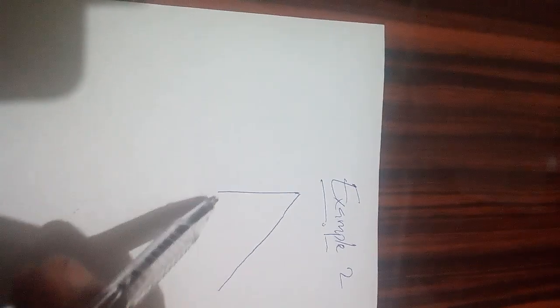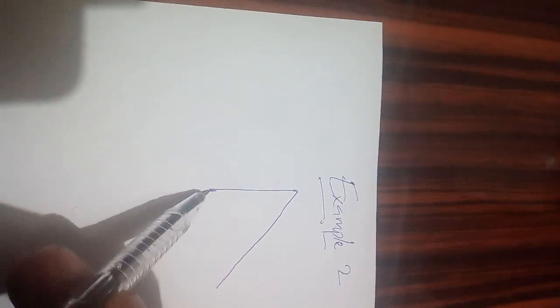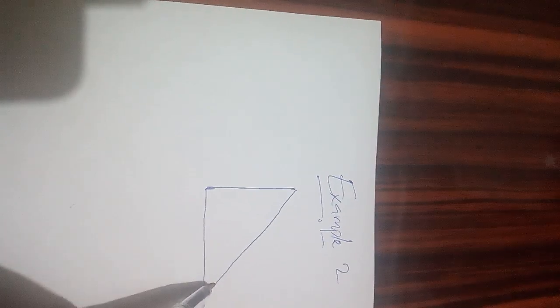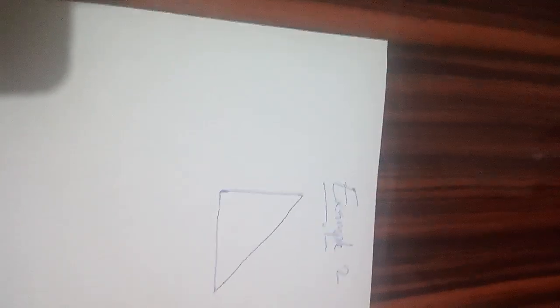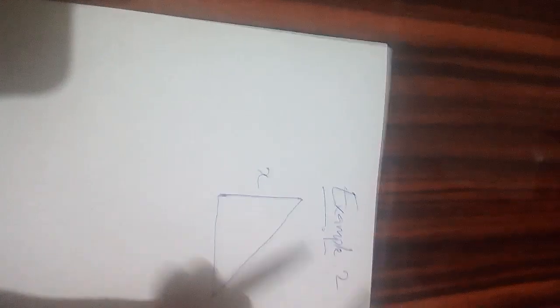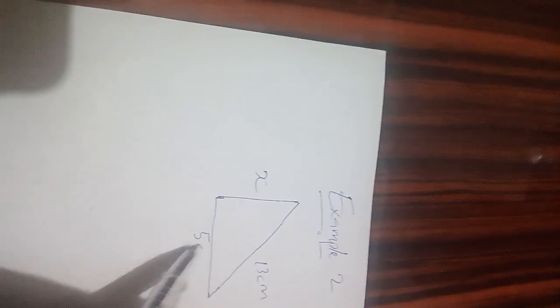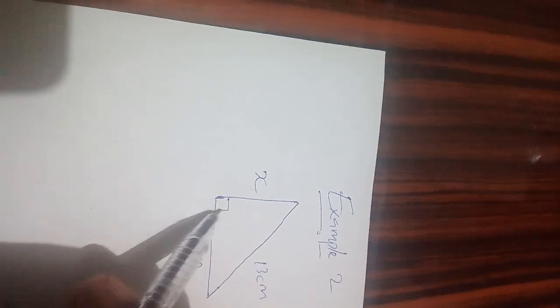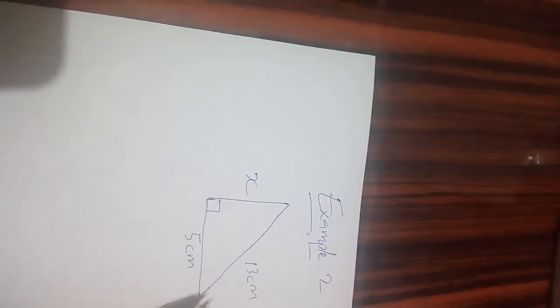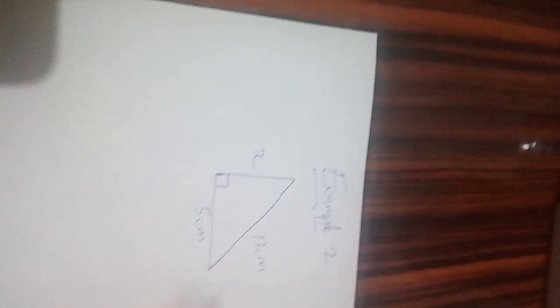Alright, let's look at our example 2. Example 2, we're just using the same diagram, but this time I want to alter the given figure and what we need to find. So in this case, we're looking for x here. This is 13 cm and this is 5 cm. Remember, how will you know you're using Pythagoras? You're dealing with the sides of a right angle triangle.